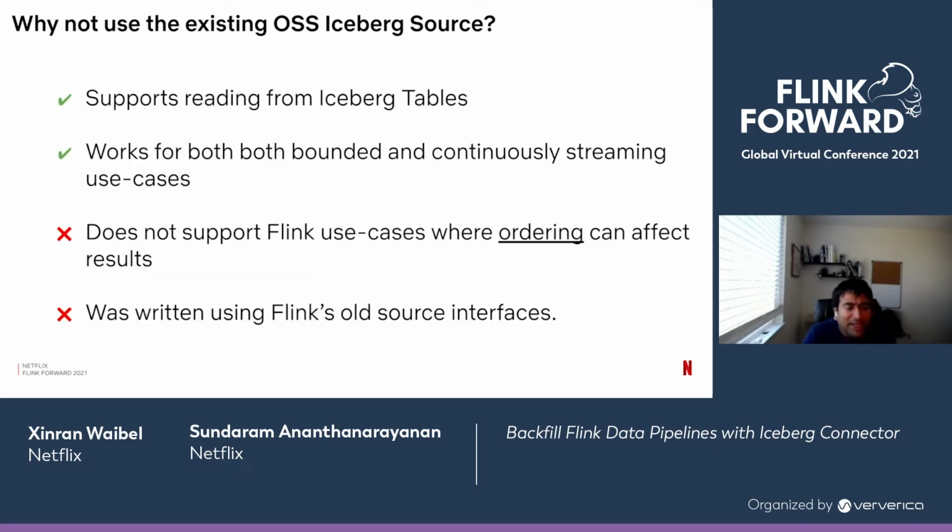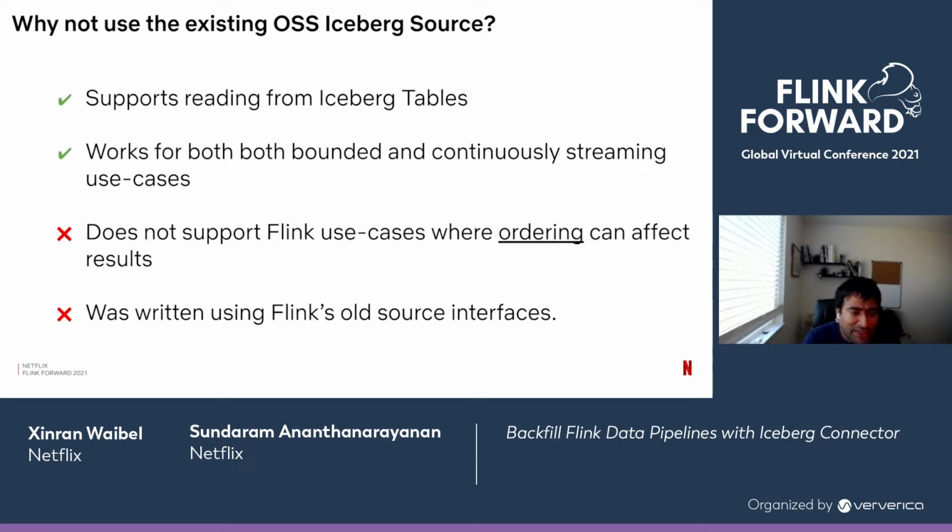When we set out to build the Iceberg source connector, one of the first things that we looked into was to check if there was already an existing integration with Iceberg that we could potentially leverage. We observed that in the OSS Iceberg community, there existed code to read from an Iceberg table that works for both bounded use cases such as backfilling as well as for continuously streaming use cases. However, the existing OSS source still lacked certain properties that were critical to us.